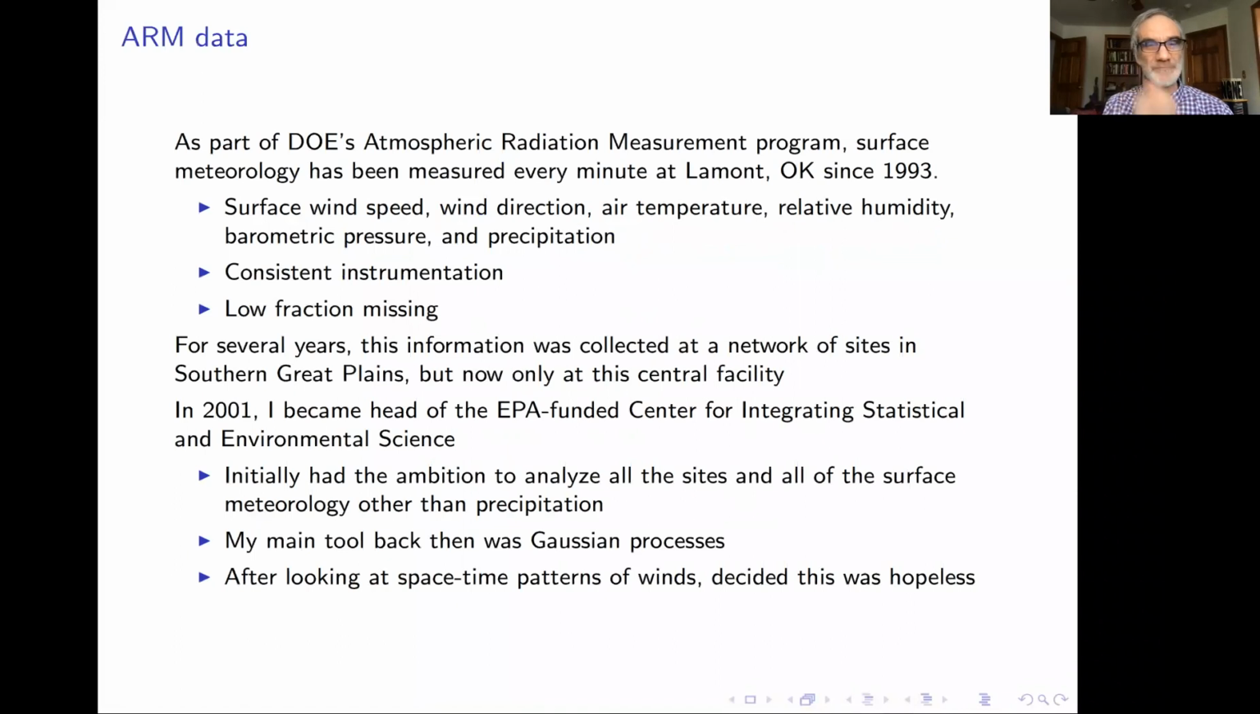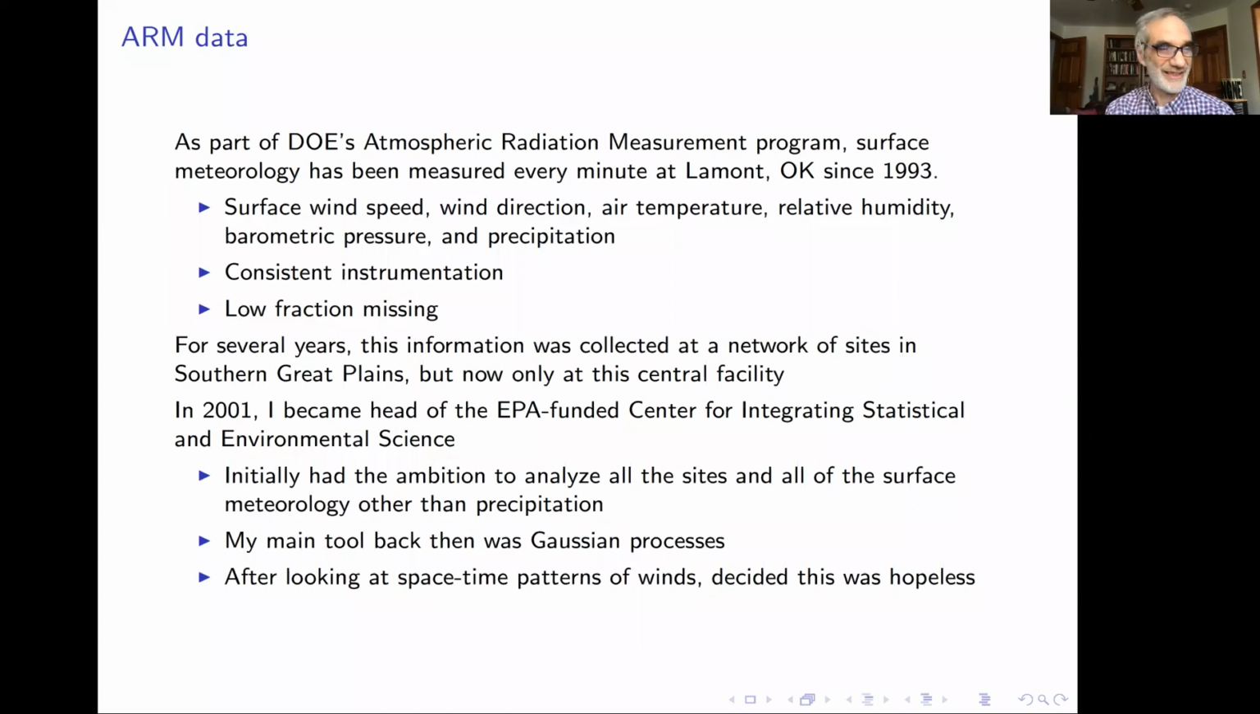Okay, so the Department of Energy runs various data collection sites, and one of their programs is this Atmospheric Radiation Measurement program, which has sites all over the world. But one of the main ones is in the Southern Great Plains of the United States. And there's a site at Lamont, Oklahoma, that for almost 30 years now has been measuring surface meteorology every minute.